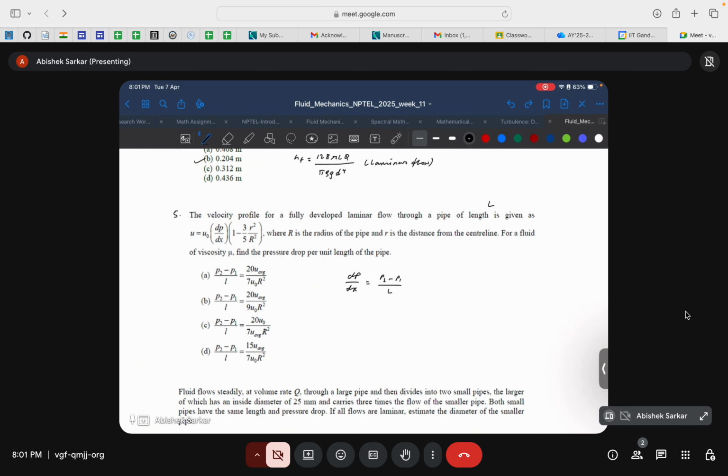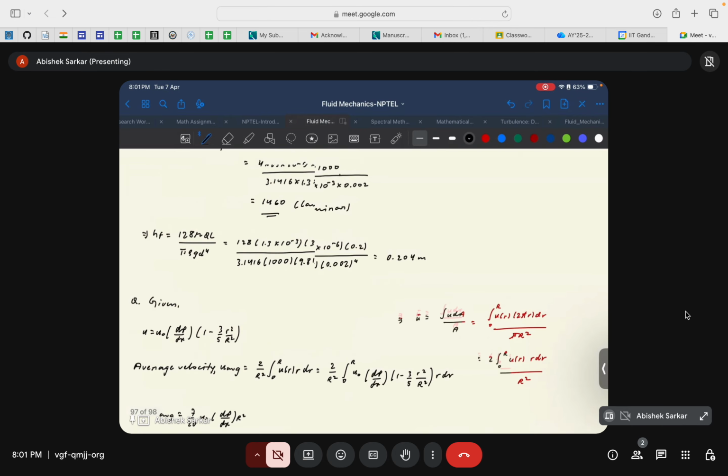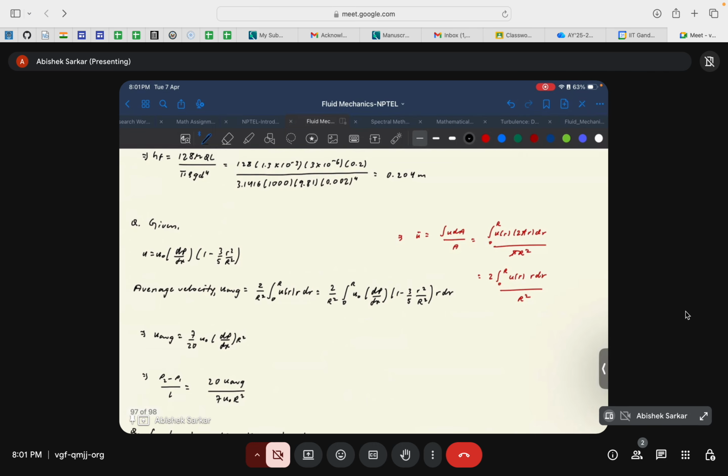The challenging part here is that we have not discussed flow through pipes explicitly, which we'll eventually discuss in the next session. But nevertheless, let me give you an idea. We have the velocity profile as u equal to u naught by dp by dx times (1 minus 3 by 5 r square by r square), which is the parabolic velocity profile.